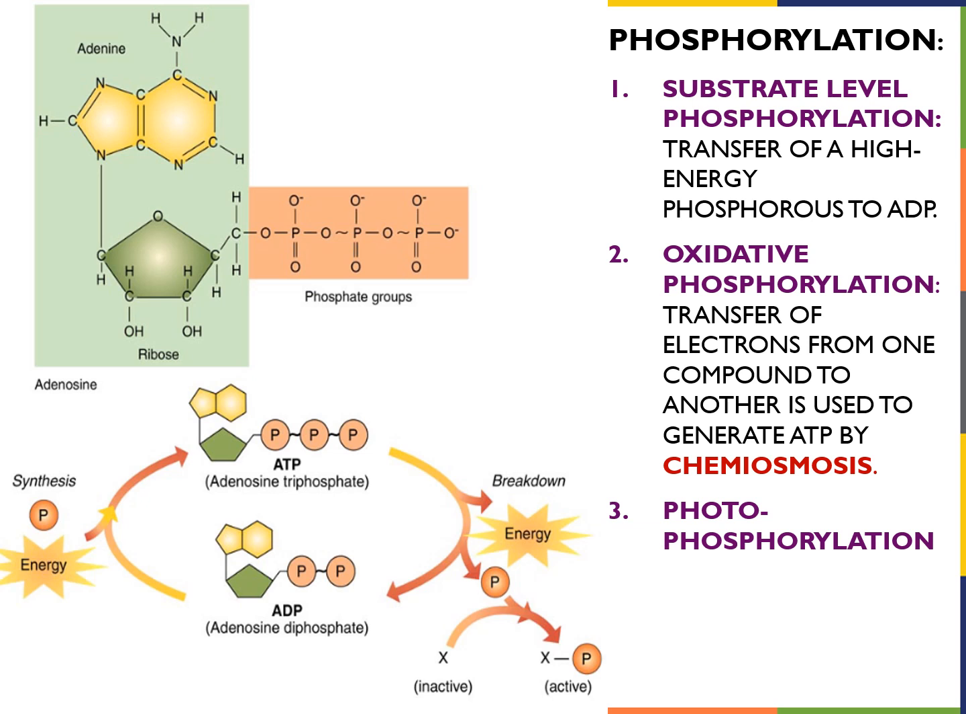Make sure you remember that, because when we get to glycolysis and the Krebs cycle, we will see examples, specific examples of substrate level phosphorylation. And you will have to make sure you understand what substrate level phosphorylation is so you can point out to me when it's happening.